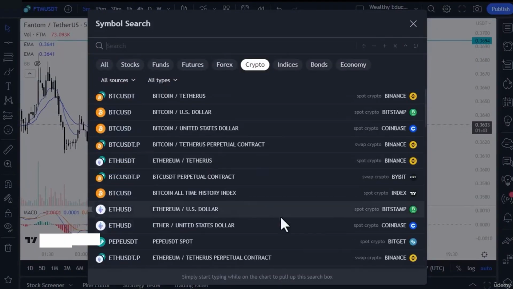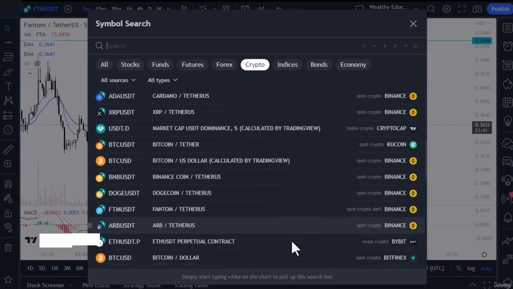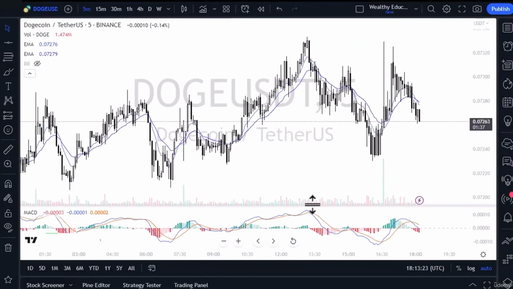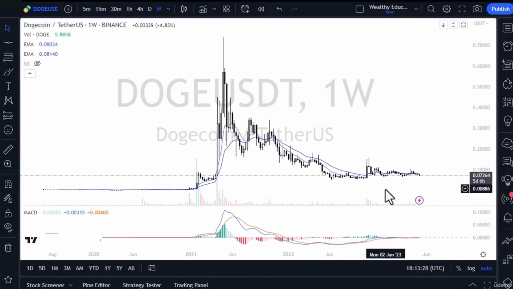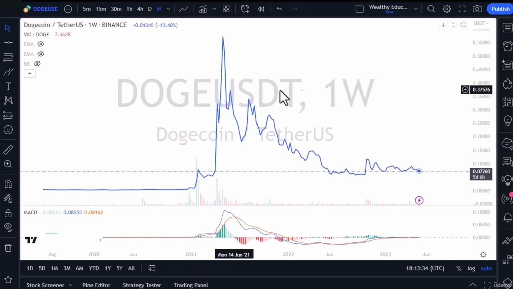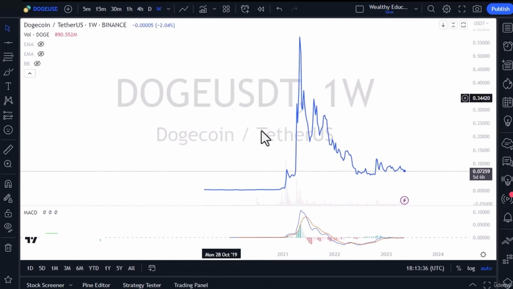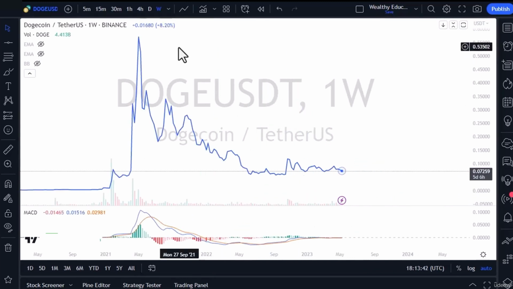Let's do one more. Doge. Doge has been miserable for a long time. I mean, look at this chart. This is miserable. And notice how, if you just looked at a line chart, does that look like something that is going to suddenly explode in value? Probably not. The odds are almost certainly against it.